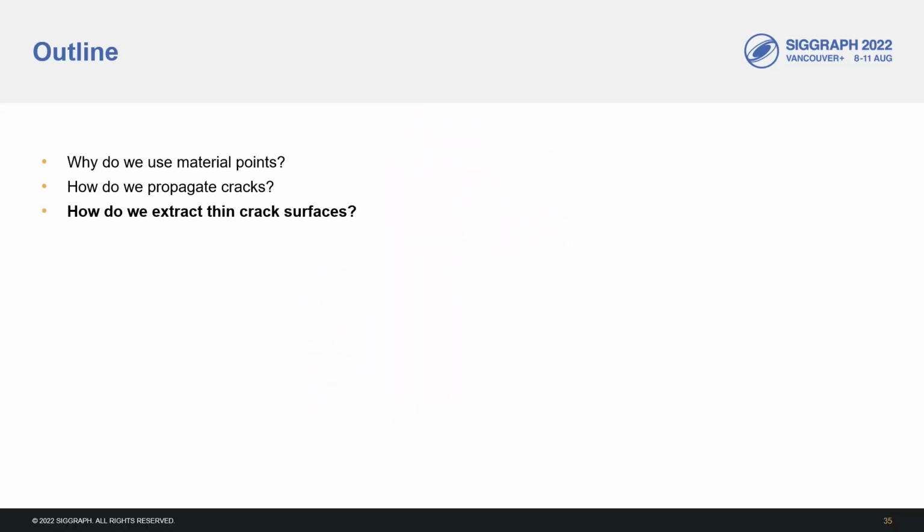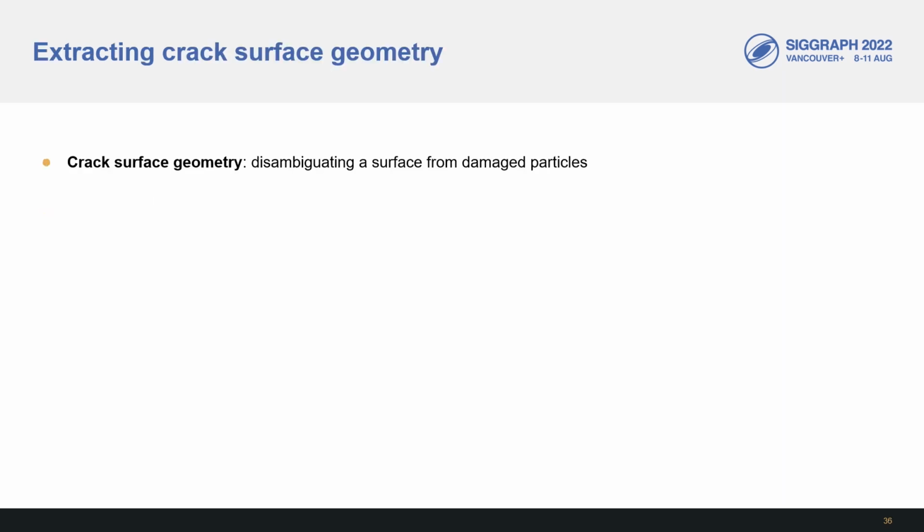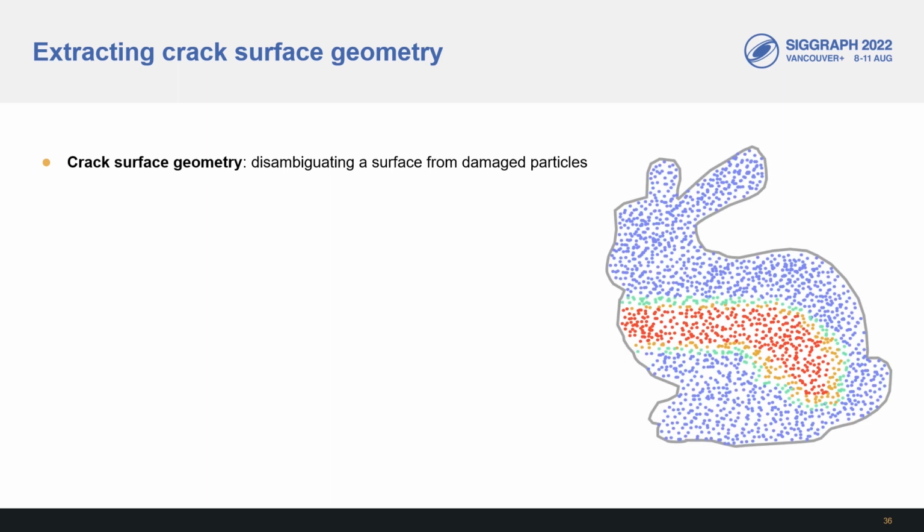So far, we have assumed the existence of a crack surface to ensure that our field variables are discontinuous due to damage. Let's now look at how we can define a crack surface geometry from the damage field itself. Going back to the bunny model that we saw before, the problem that we wish to solve is that of disambiguating a surface from damaged particles.